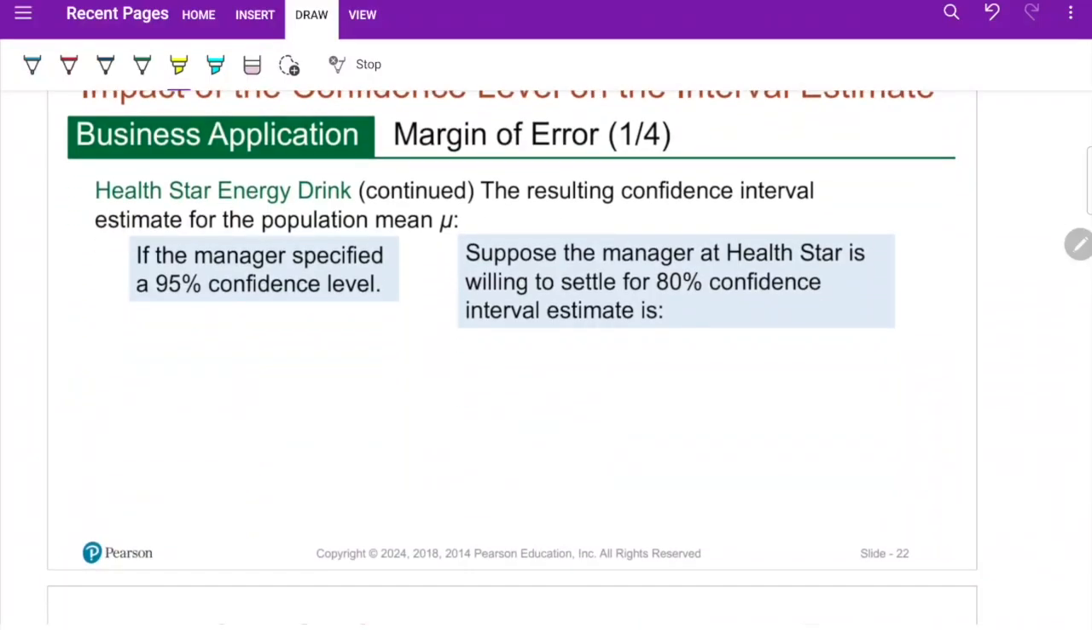The second, let's look at the difference between two things now. The first one, we found it already. The same example, the confidence interval we just got: 12.79 plus or minus 0.04, which is basically between 12.75 ounces and 12.83 ounces when we use a 95% confidence level. What if he wants to use an 80% confidence level? What's going to happen?